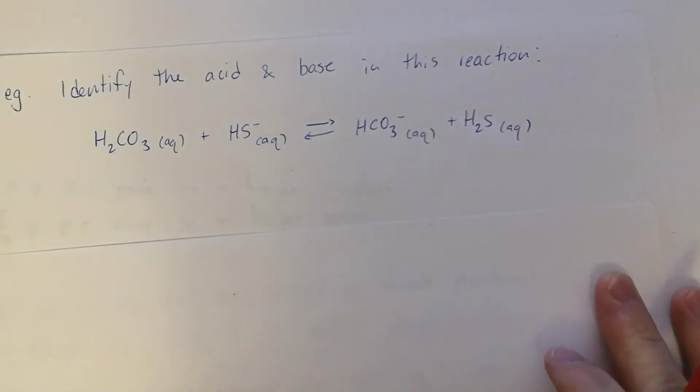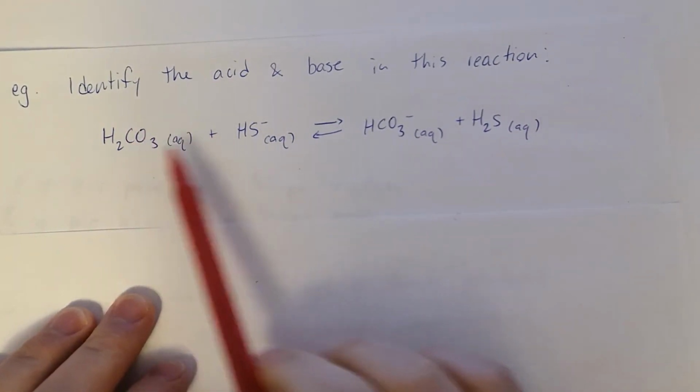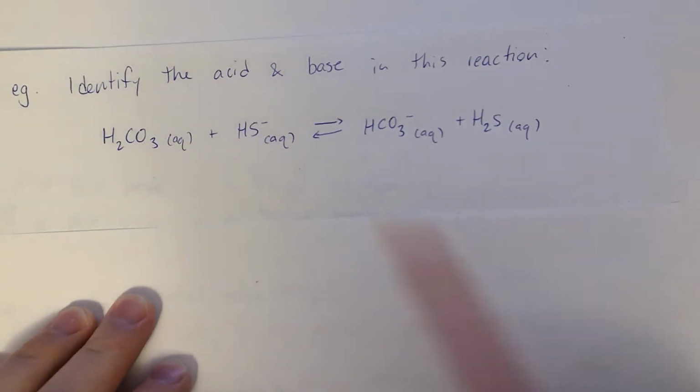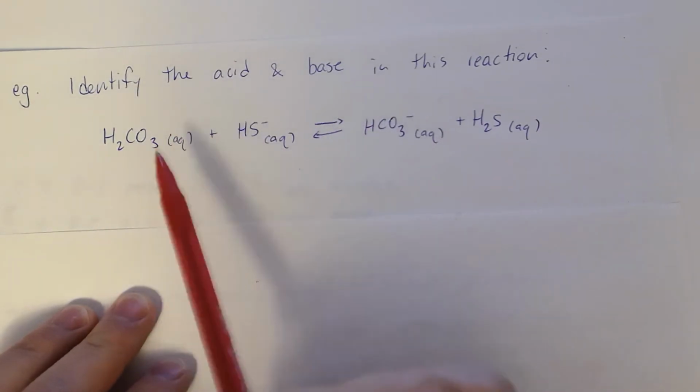Got a quick example. A brand new acid-base equilibrium system. We're going to identify the acid and the base. Okay, just on the left. We're not going to worry about the right. It goes both ways, but let's only worry about the left.